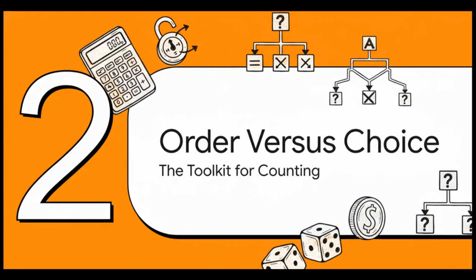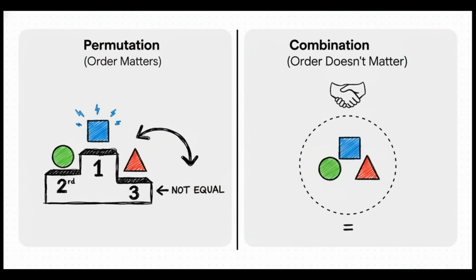Okay, so we've got a handle on what randomness is. But to figure out the probability of something, we first have to count up all the possible outcomes. And for that, we've got two incredibly powerful tools in our toolkit. And here they are, permutation versus combination. Now listen up, because this right here might just be the single most important idea in this entire explainer. It all boils down to one simple question. Does the order matter? If the answer is yes, we're talking about a permutation. If it's no, it's a combination.